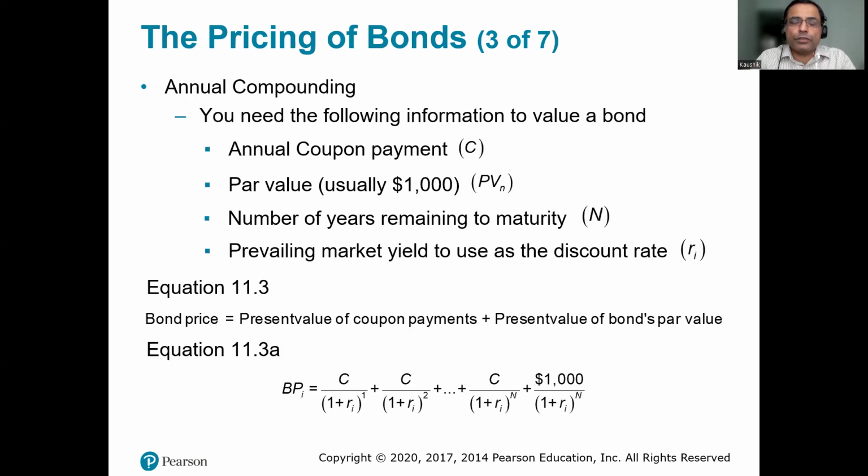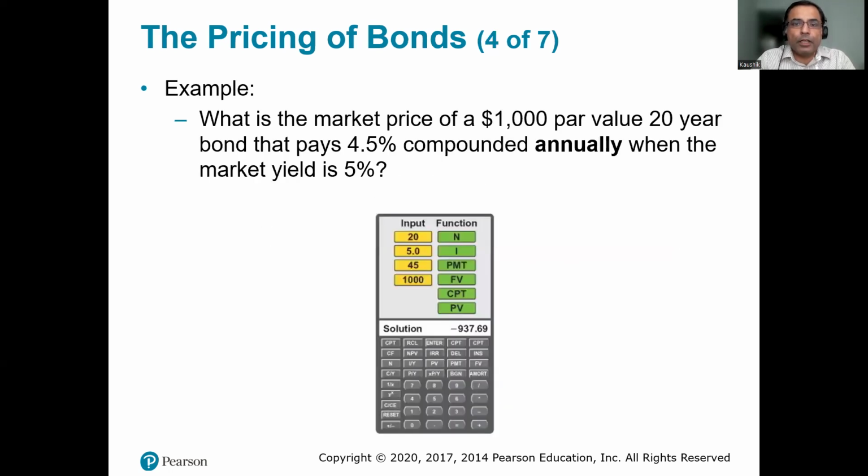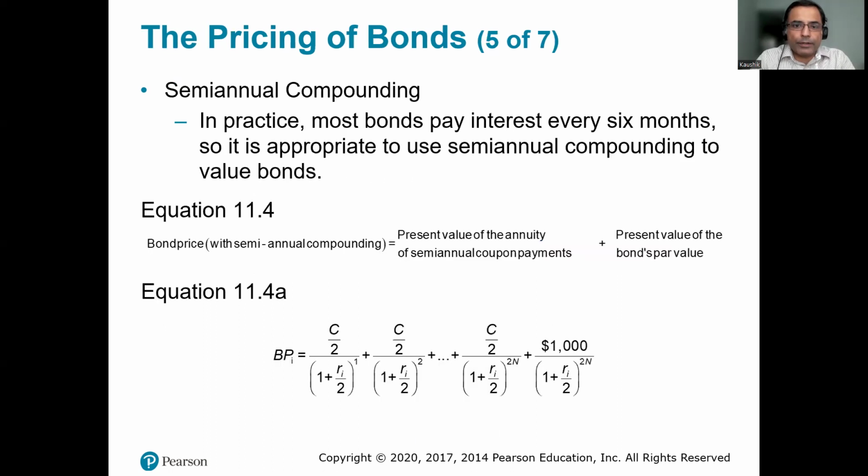So to do that, we need to know the coupon rate or the annual coupon payment. We need to know the par value, that is the principal amount, the number of years remaining to maturity, that is the term to maturity, and what is the prevailing interest rate for that bond, that is the yield for the bond. So we use the prevailing yield as the discount rate and find the present value of the two cash flows. That will give us the bond price at a particular time, and bond price at present. So we can do it in Excel or we can use a financial calculator.